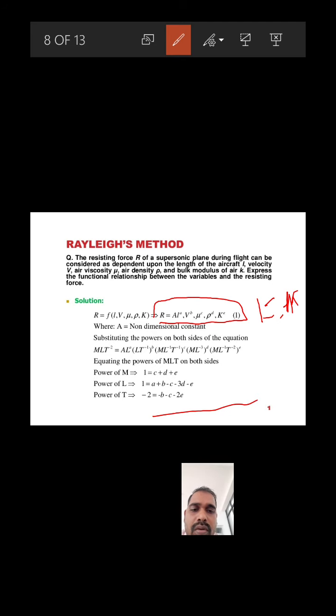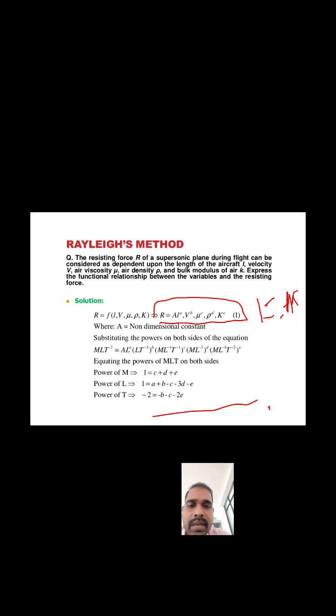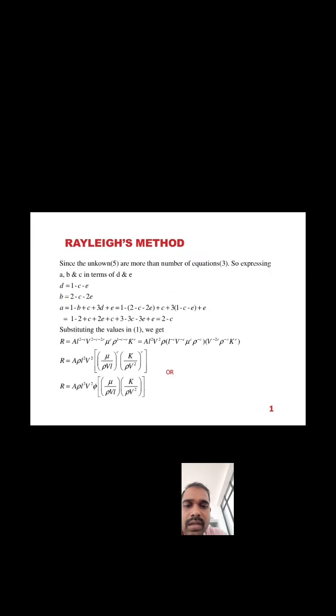So R equal to A, capital A into L power a, the value is known, right? You have to substitute here. Then B power b, the value is also known, you have to substitute here. So after substituting, the negative power can be brought to the lower side, and the positive values can be kept in the upper side. So you will get this kind of equation. So this is your final solution for this problem, right?